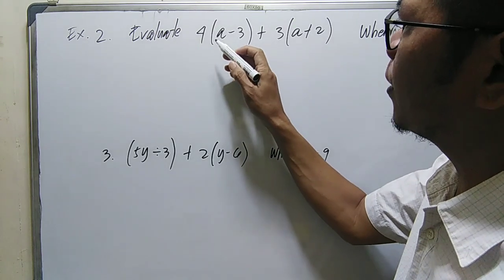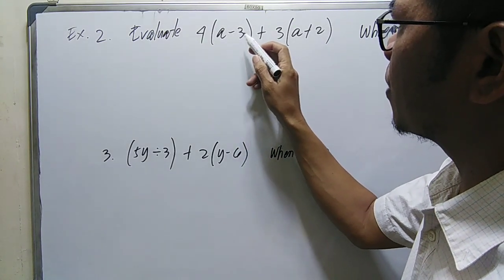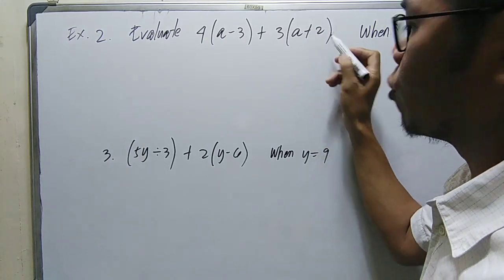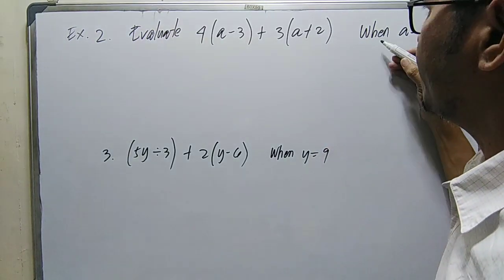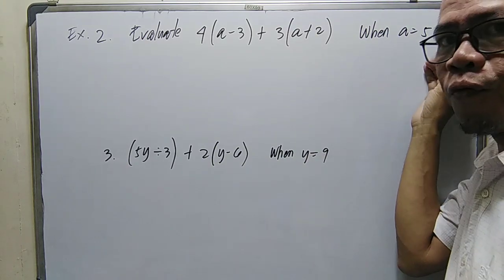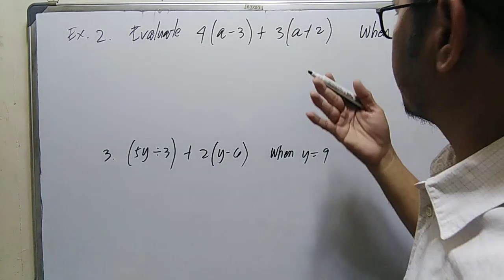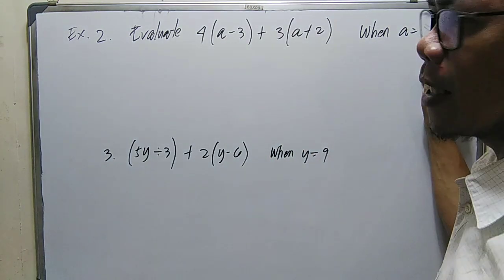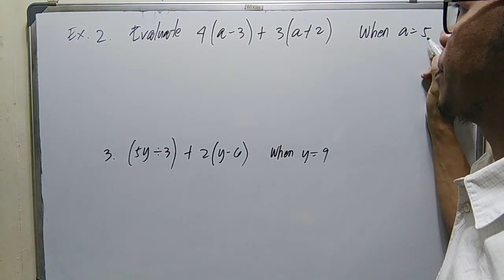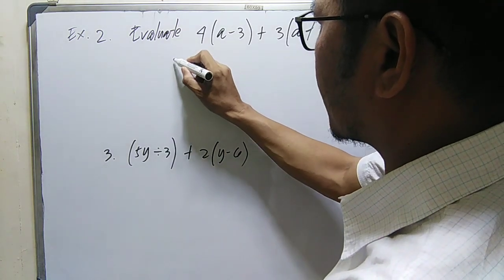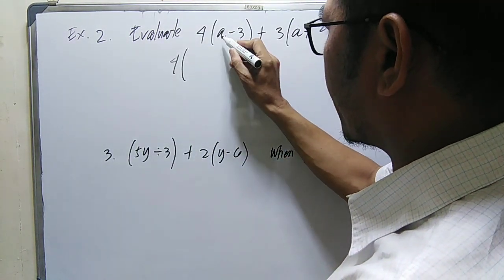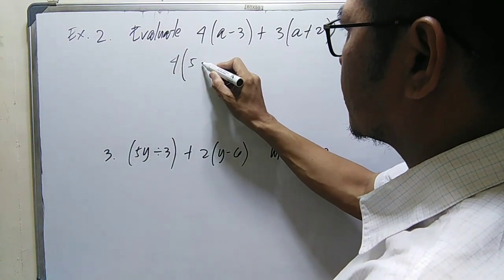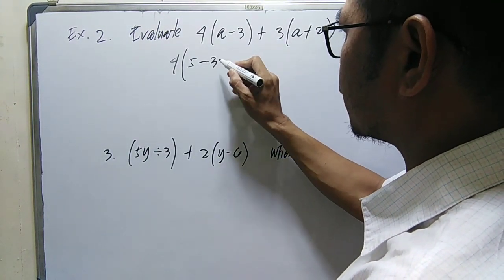Evaluate 4 times the quantity of a minus 3 plus 3 times the quantity of a plus 2 when a is equal to 5. So again, we have to substitute the value of a. Itong si a, alisin natin yan, papalitan natin ng value na a na 5. Okay? So una, kopyahin muna natin si 4. Tapos yung a, alisin natin yan, papalitan natin ng 5. Okay? So 5 minus 3.